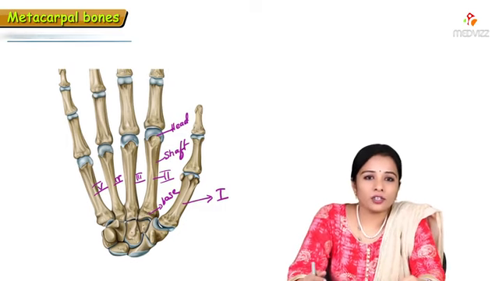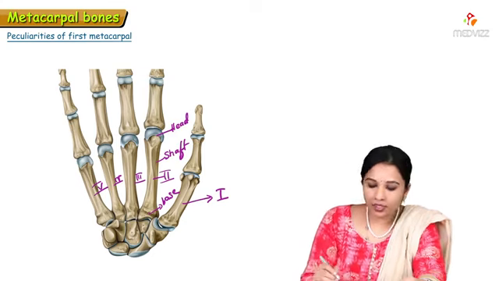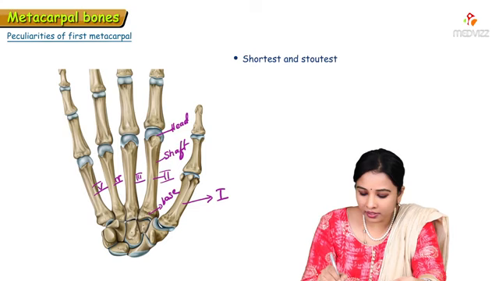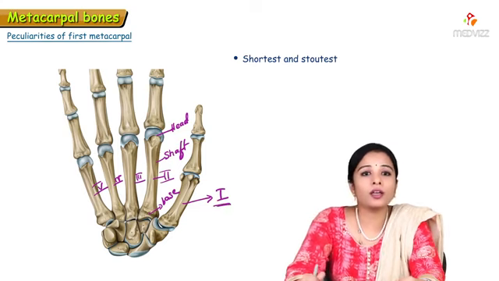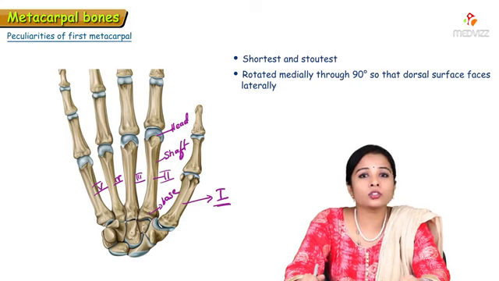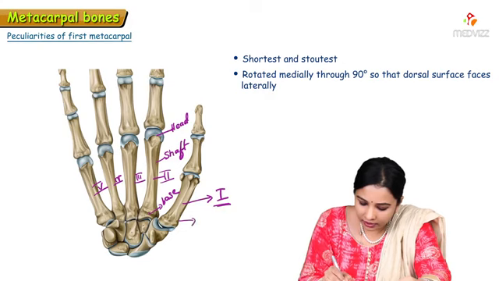Let's see some peculiarities of the first metacarpal bone. The first metacarpal bone is the shortest and stoutest. It is a thicker one which is present below the thumb and it is rotated medially through 90 degrees so that the dorsal surface faces laterally. Here, this is the dorsal surface which faces laterally.